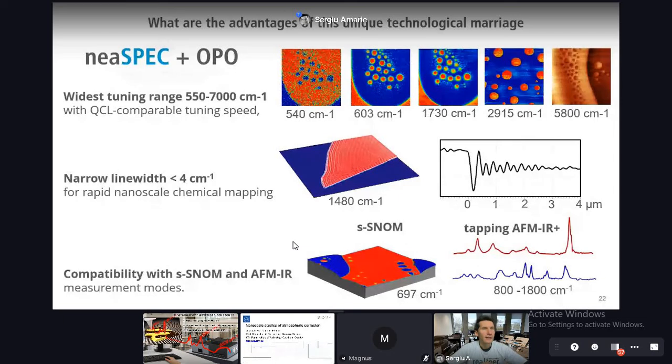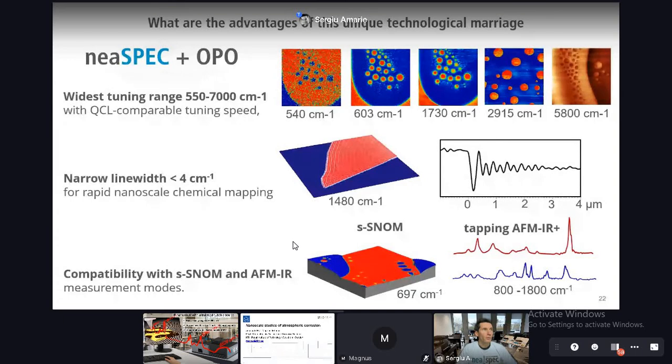Nano-FTIR is a technology which uses broadband light sources and works the same way as FTIR works. So you have a broad light source, you focus on the sample, and then you measure initially an interferogram, and then you Fourier transform it. That's why the name Fourier transform IR.